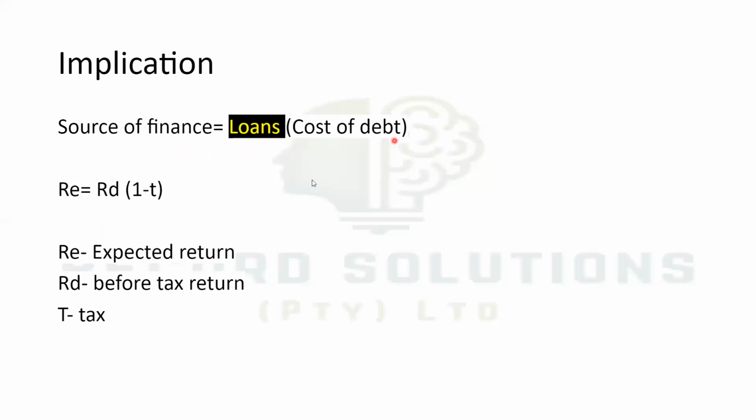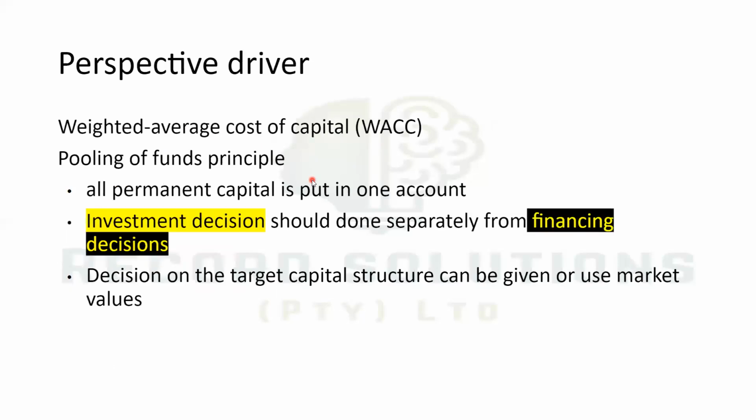So now you know how to calculate the cost individually, right? So now we can go to what is WACC, what is this weighted average cost of capital. Now that we know what is cost of capital, we want to know what is this weighted average cost of capital. So this weighted average cost of capital comes from what principle? This principle known as the pooling of funds principle. This principle is very important. This comes from the pooling of funds principle.